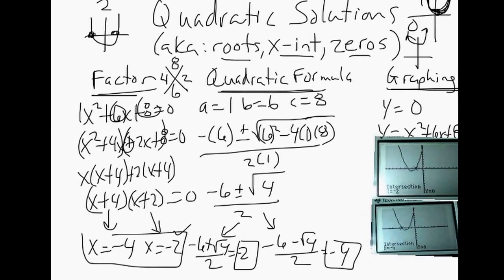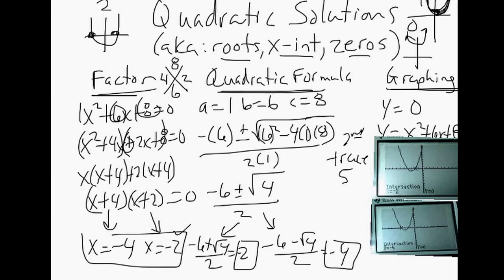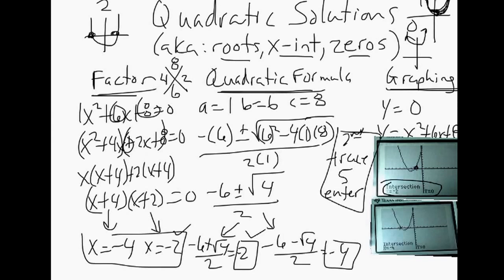So we do second, trace, 5, and then we're going to move this little cursor guy over to the right hand side, and then we hit enter 3 times, and then we repeat. Well, actually when we hit enter 3 times, it tells us the answer is negative 2, which we knew. And then we repeat these same directions but move it over to the right hand side, and we find out the other answer is negative 4.